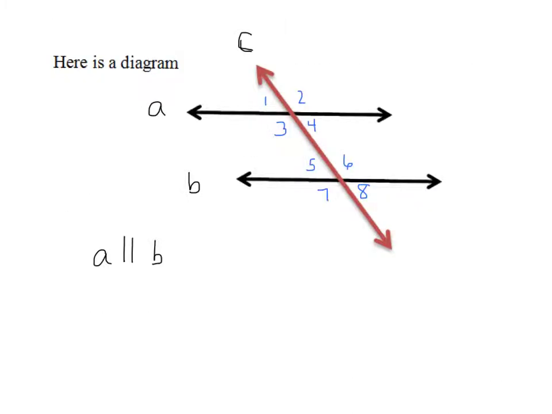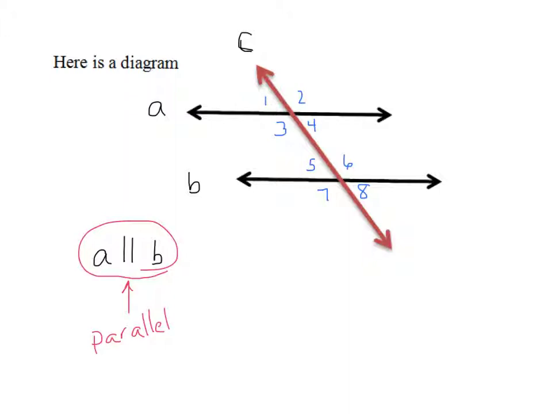Here is an example of a diagram that will be used when discussing angle relationships and parallel lines cut by a transversal. We can see that our lines are labeled and our angles are numbered. Notice this. We have a symbol now we need to talk about. The symbol with the double lines means parallel. So line A is parallel to line B.